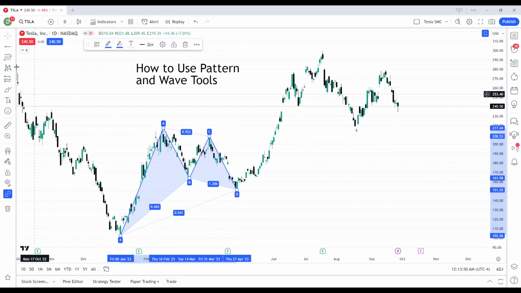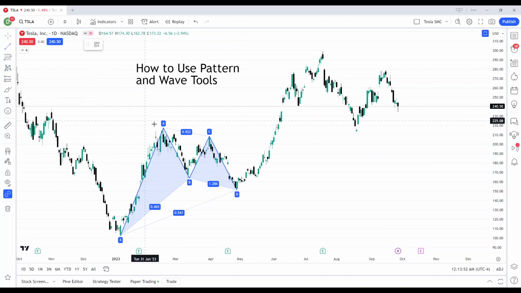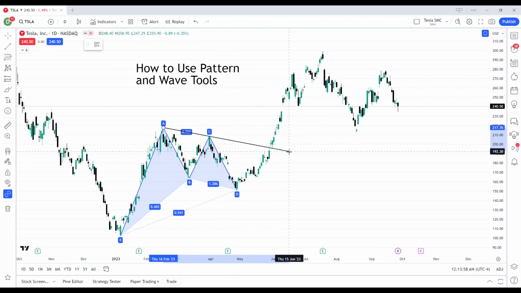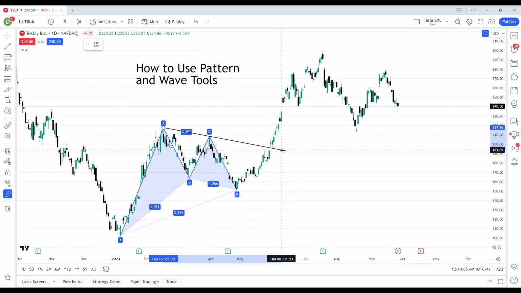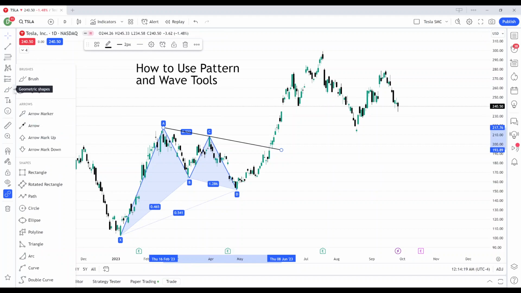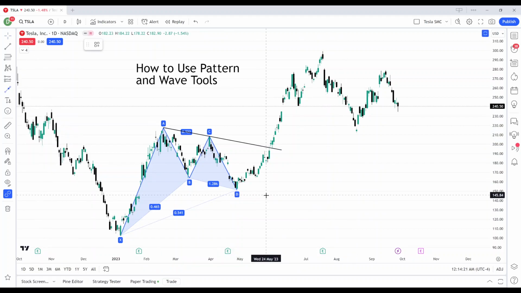What we're actually looking for with the Cypher is to use your trend line, and we're looking for entering on a confirmation of point D. So the candle following point D on this structure, we're looking for entry on that. This is how you're going to trade this pattern, and I'm going to point this out to you with an arrow. So we have first point, second point, third point, fourth point, fifth point.